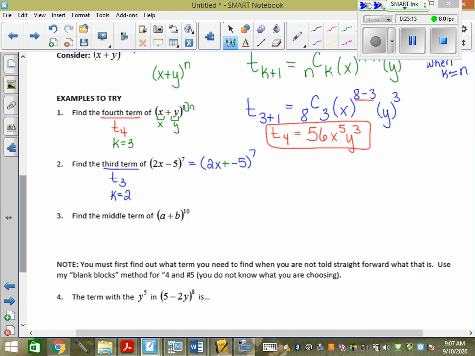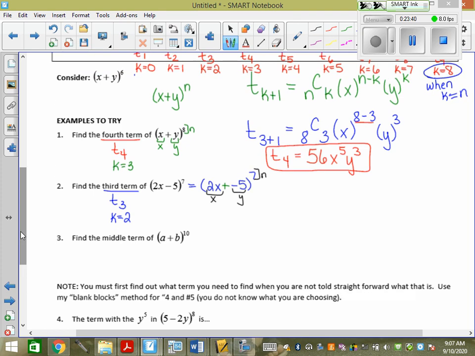If there's a minus sign in your binomial, that minus sign needs to be bumped to the y, and you need to put a plus sign in the middle, because the binomial theorem only works when it's x plus y to the n. So I still have my x. My x is going to be filled in as 2x. My y is going to be filled in as negative 5. And my n is going to be filled in as 7.